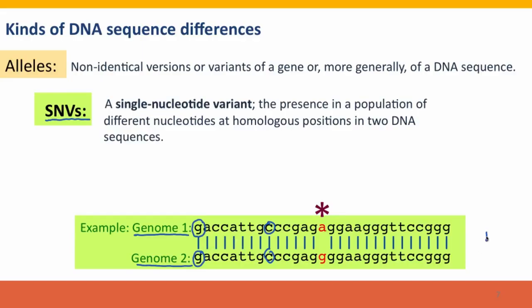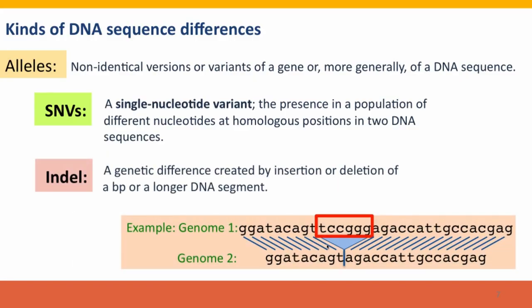That tells us that these vertical lines mean this is a position where the two sequences, the two genomes, have identical sequences. But there's one position where the genomes have different sequences. That's here. And that represents a single nucleotide variant. It's just one position where there is variation. Two different versions are present.